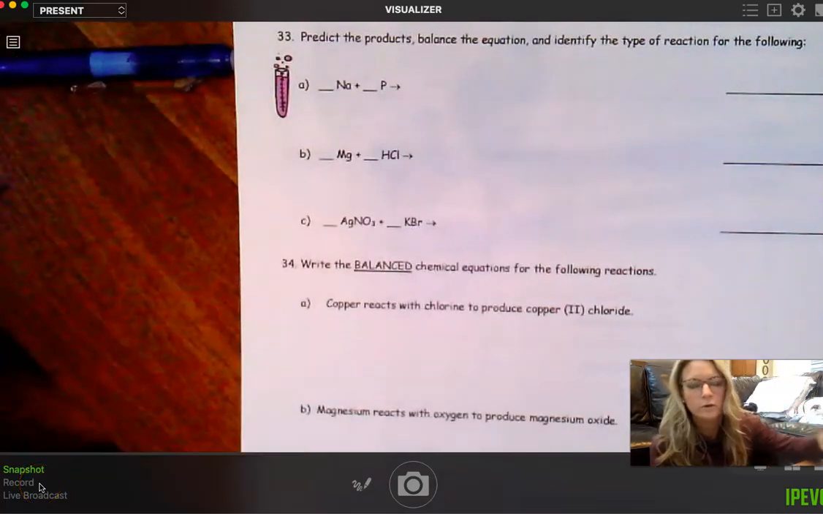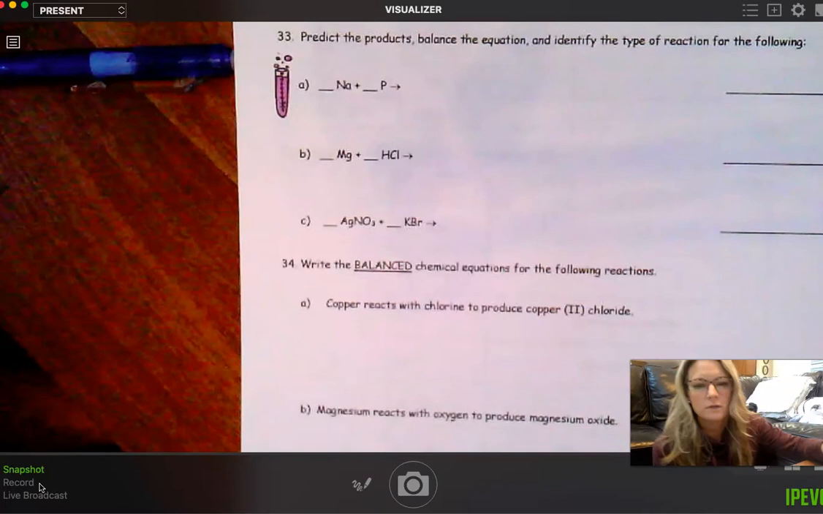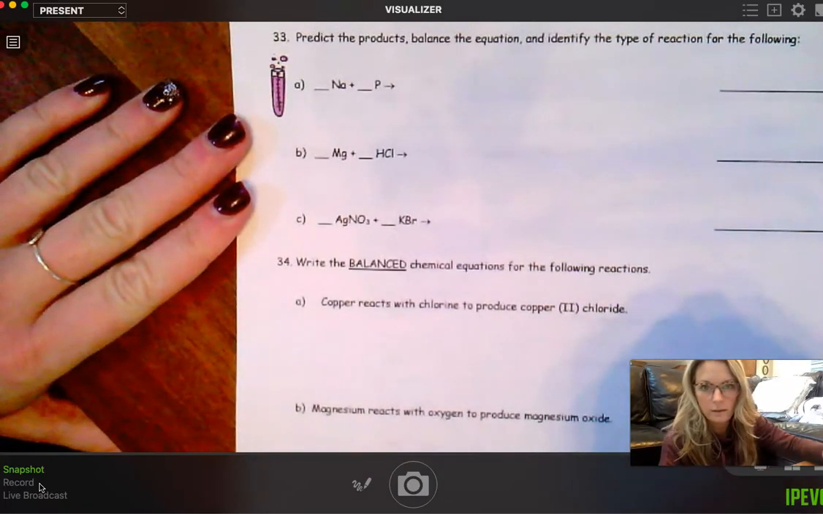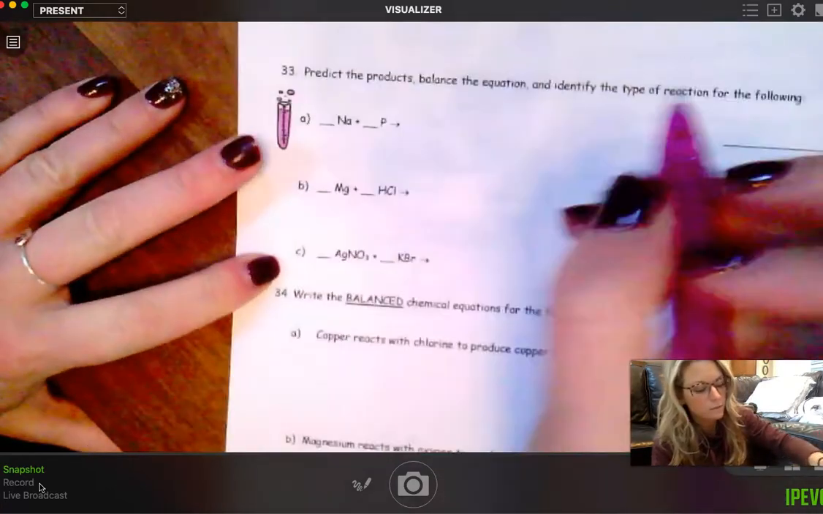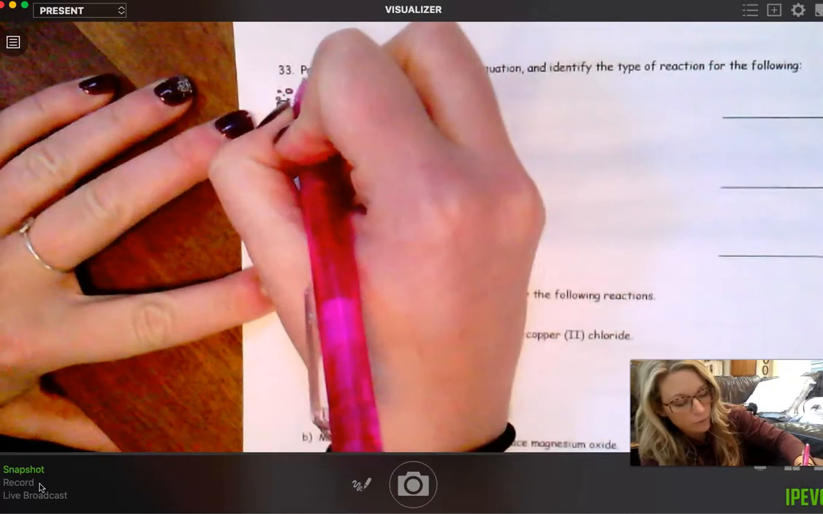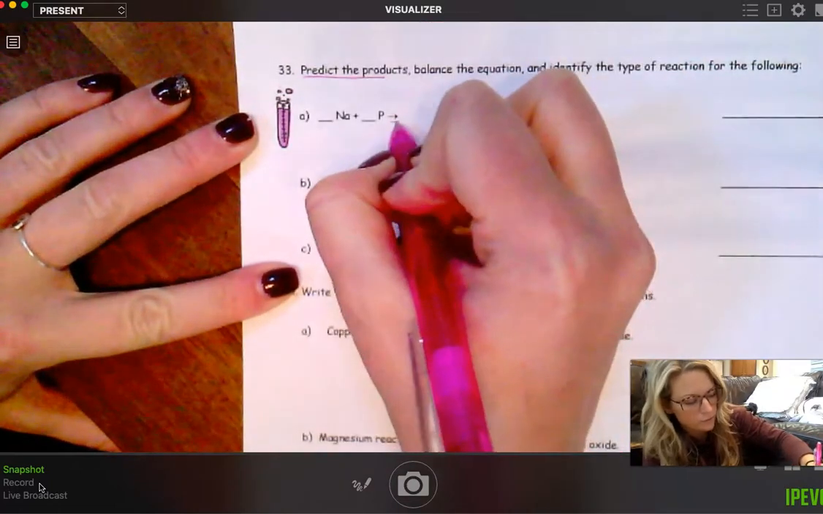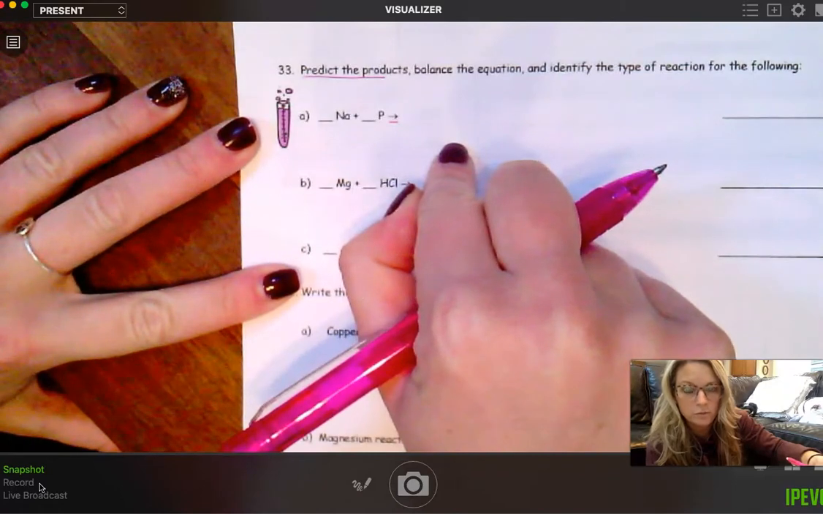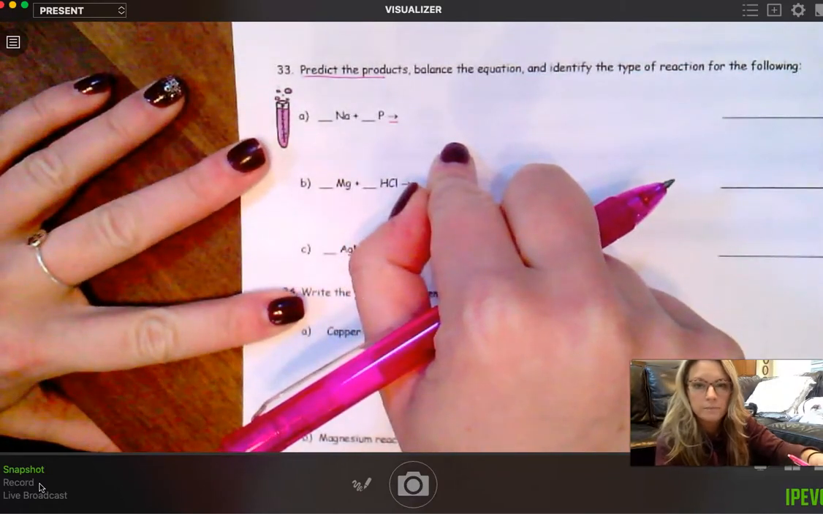Okay, so we're going to look specifically at how to predict products for this example. These are examples number 33 on the study guide that is provided for you guys for the whole first semester. When you're predicting products, that just means you're going to predict what's on the other side. These are your reactants, and you're going to predict your products, or what would happen after the reaction.